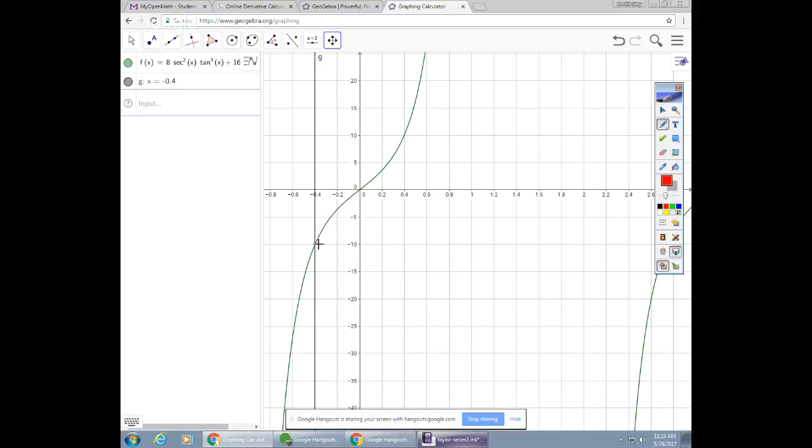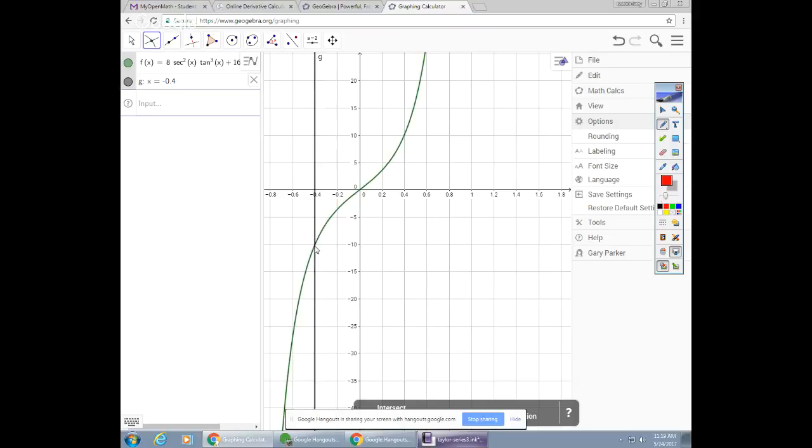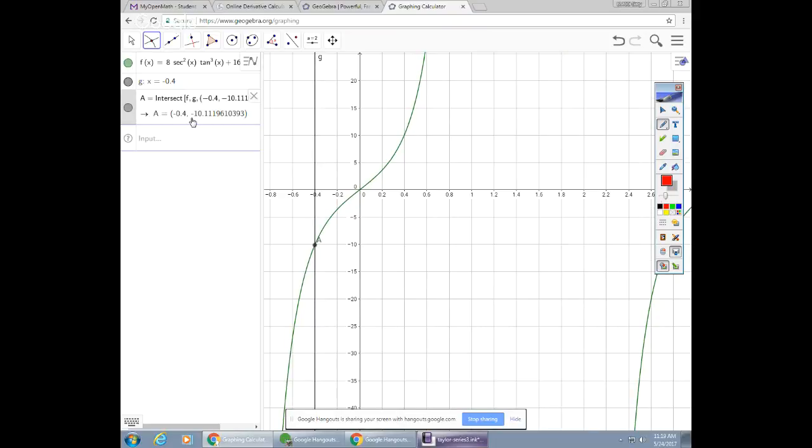Okay, so here I can see that there's an intersection point, and we better get more decimal places. Let's get 10 should be sufficient. We want to find that point of intersection. And GeoGebra says it's about negative 10.111196. So let's call it, and again, here we're concerned about absolute values of stuff. So we could call it 10.1120 to 4 decimal places.